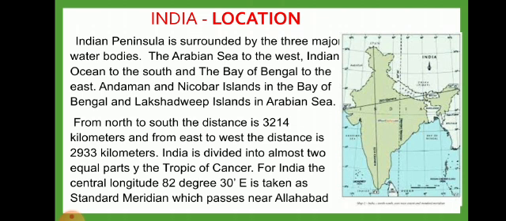For India, the central longitude is 82 degrees 30 minutes east. If you observe in the map, the dotted line from the top to the bottom passing through India is taken as central longitude 82 degrees 30 minutes east, and it is taken as the standard meridian which passes near Allahabad, the new name of Allahabad being Prayagraj.